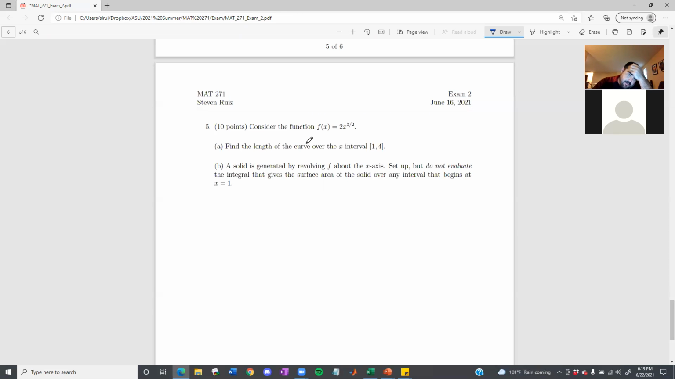Any questions on the test? I believe I put the solutions in the exam 2 prep area. So definitely go take a look at those sometime before the final if you haven't already. Any more questions about the test?